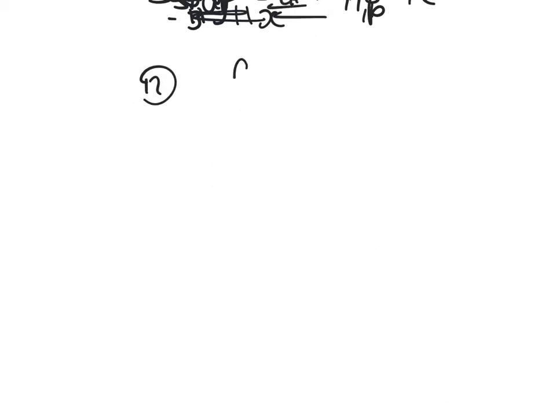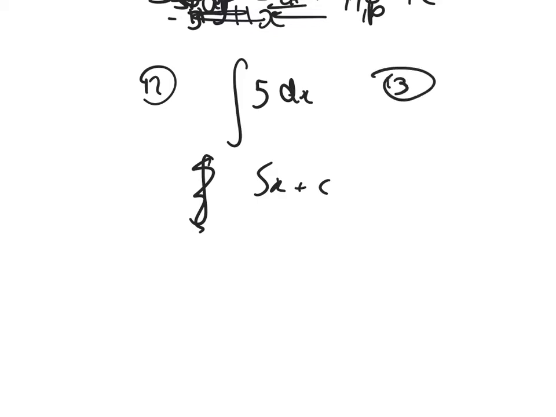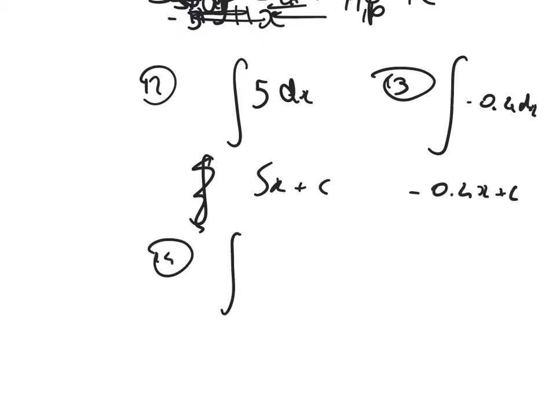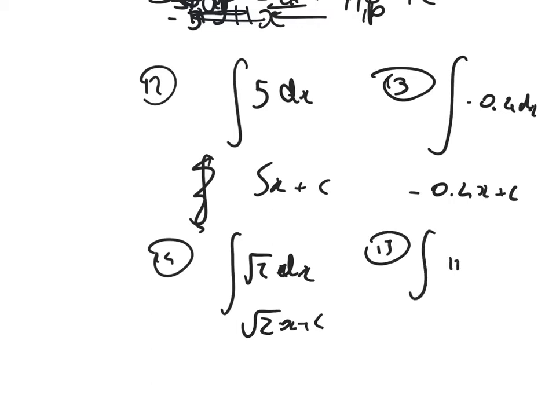Okay, example 12, we're going to integrate 5. If you integrate a constant, you'll get the constant times x plus c. Going to integrate minus 0.4, that will give me minus 0.4x plus c. If we were to integrate, for example, root 2, we would get root 2 x plus c, or if we were to integrate, for example, pi, we would get pi x plus c. If you integrate a constant, you get a constant times x.